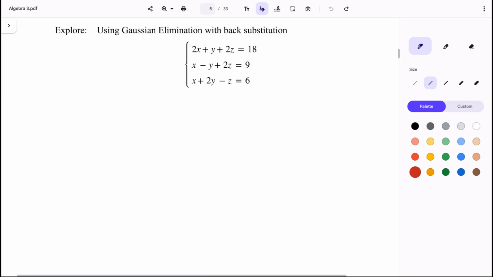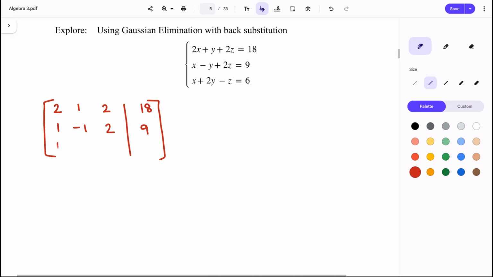Okay, I'm going to go ahead and start by writing out my matrix with all my coefficients and my constant. So my coefficients, remember, would be those numbers in front of your x, your y, and your z, and then your constant would be the number that's after the equal sign. So I'm going to write this first one as 2, 1, 2, 18, and then we're going to keep doing that. So the next ones would be 1, negative 1, 2, 9, and 1, 2, negative 1, 6. Everyone clear on where I'm getting those numbers from?